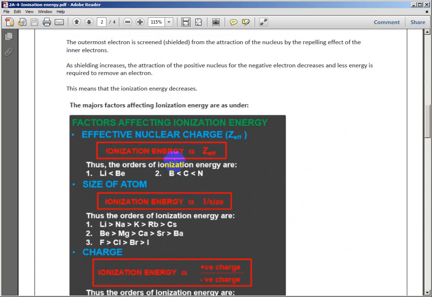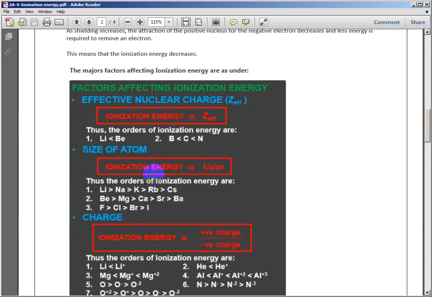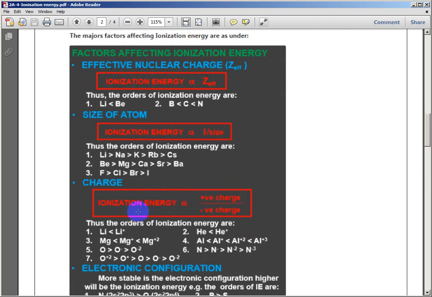Effective nuclear charge means positive charge. If nuclear charge increases, ionization energy increases, like lithium and beryllium, because nuclear charge increases. Size of the atom: ionization energy is inversely proportional to the size. If size increases, ionization energy decreases. Charge: more positive charge means more ionization energy.